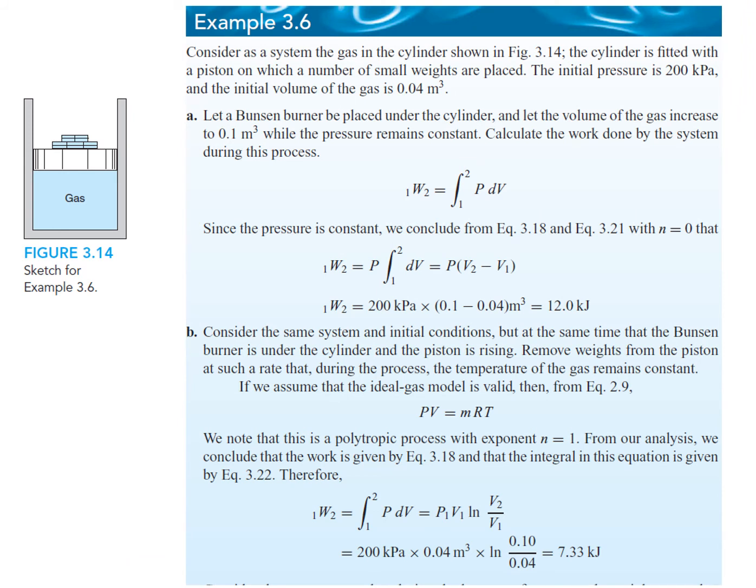Another example is this piston cylinder assembly in which a certain mass is placed on the piston. The cylinder is fitted with a piston on which a number of small weights are placed. Initially the pressure is 240 kilopascal and the initial volume was 0.04 meter cube. Now consider we have placed a burner under the cylinder and let the volume of gas increase from 0.04 meter cube to 0.1 meter cube while the pressure remains constant.